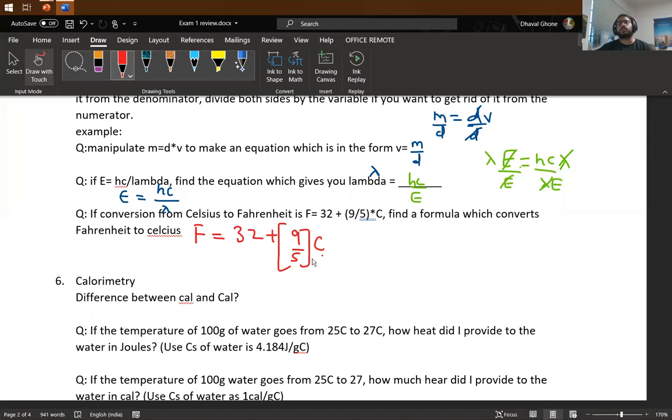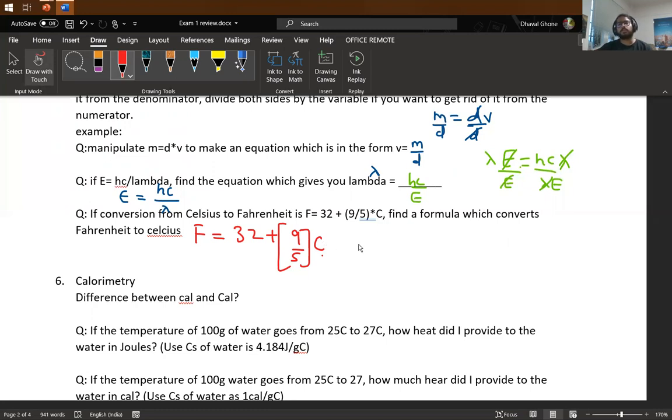So the question is, how do you convert this to give an equation in the form of Celsius equals something? Go ahead and pause the video. Try it on your own. This is a bit tricky, and people found it hard to do this one in the review. But after you're done, come back to the question and we'll do it together.